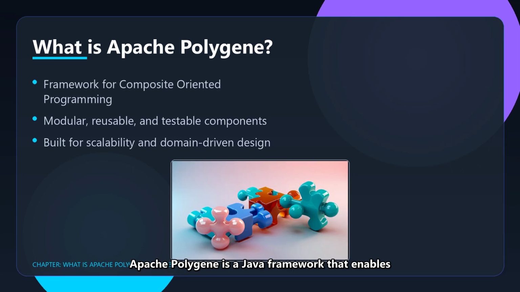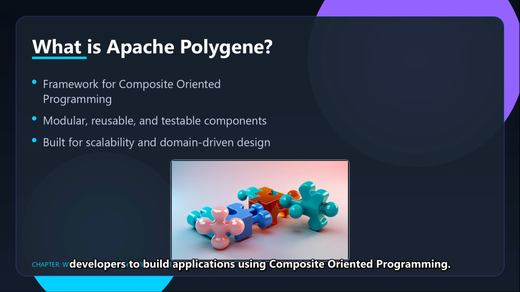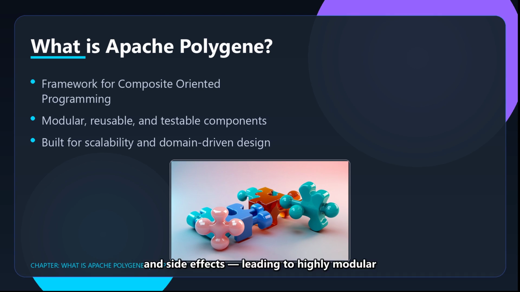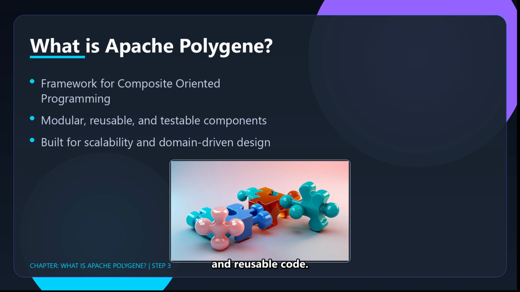Apache Polygene is a Java framework that enables developers to build applications using composite-oriented programming. Instead of relying solely on classes and inheritance, Polygene uses composites made up of mixins, concerns, and side effects, leading to highly modular and reusable code.